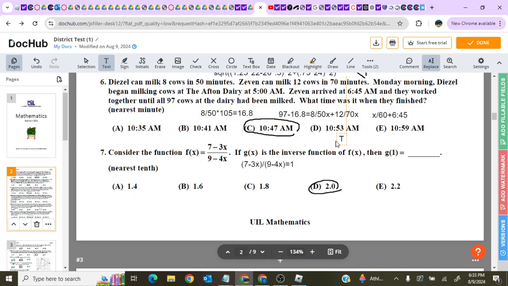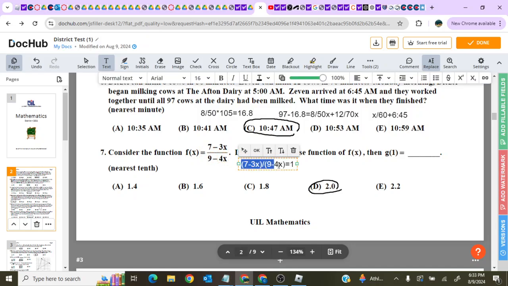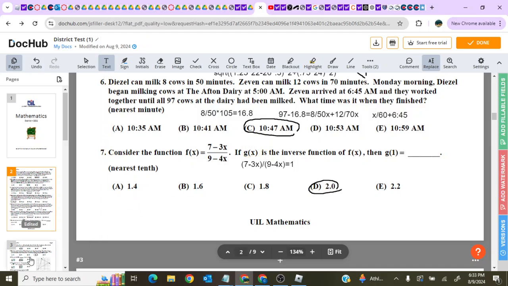Consider this function. If g of x is the inverse function of f of x, then g of 1 is what? The definition of an inverse function is basically what value of x results in this y here. So in other words, what value of x does this function right here return 1? Just put that in EQ solver and get a value of 2.0.